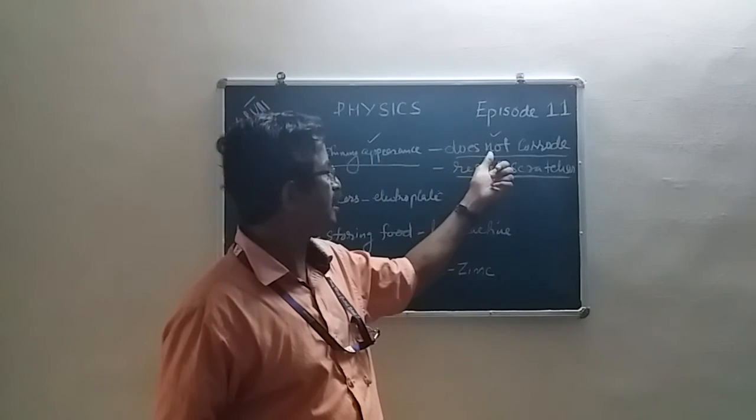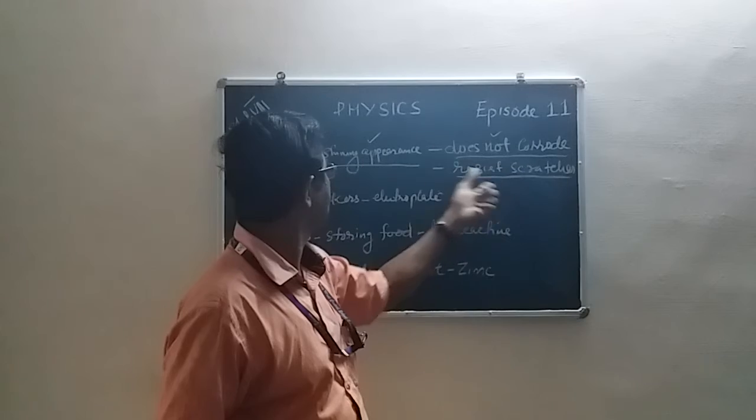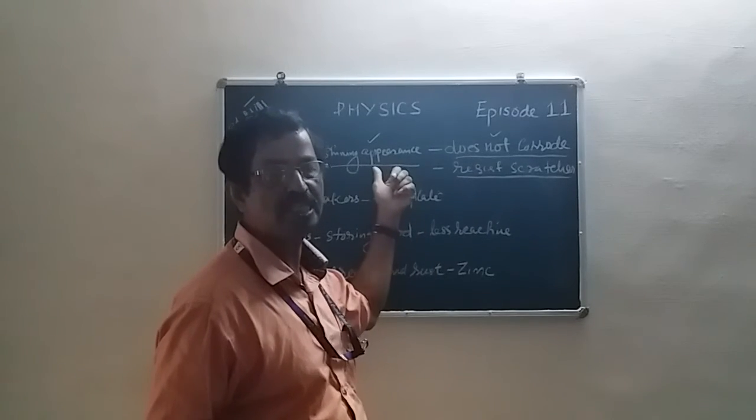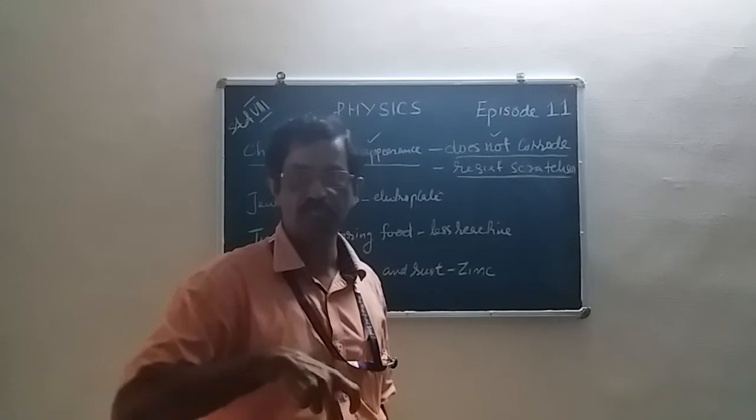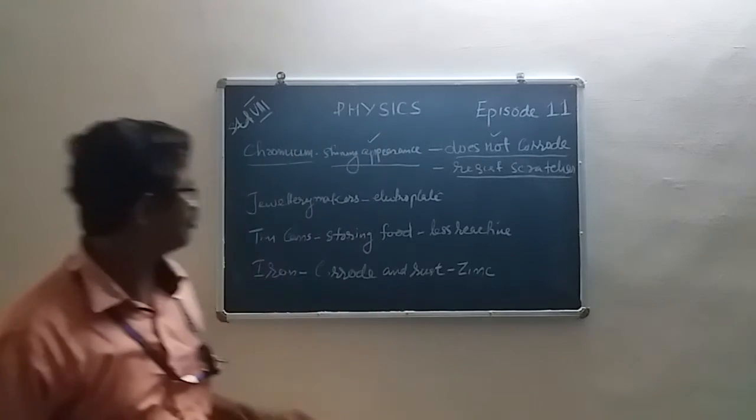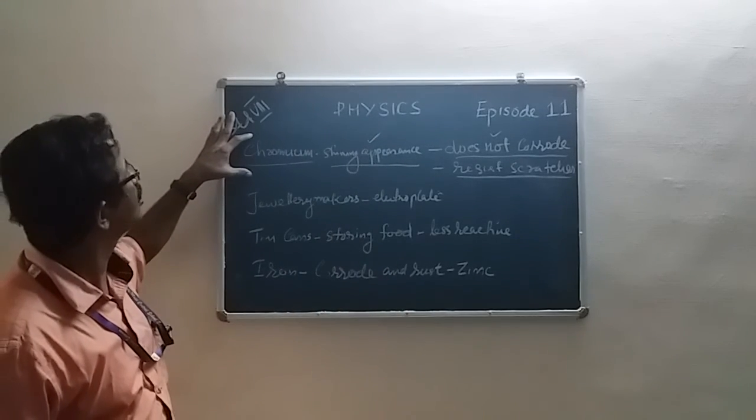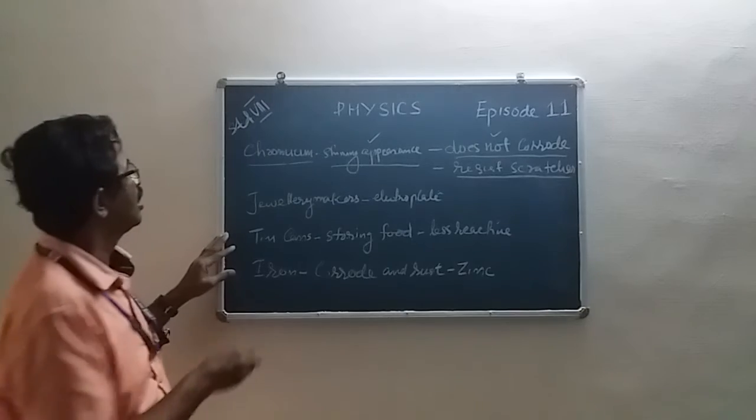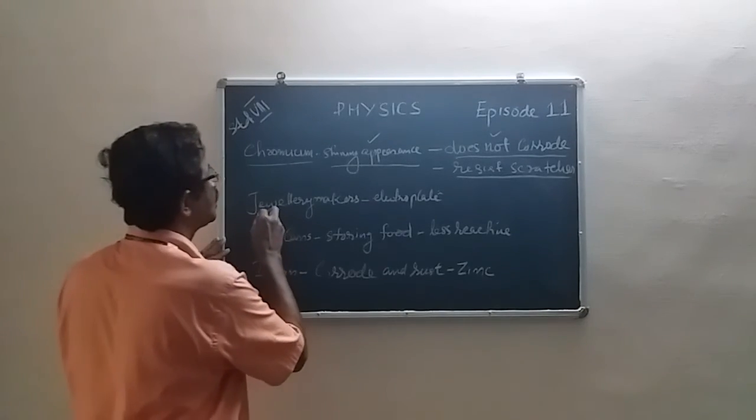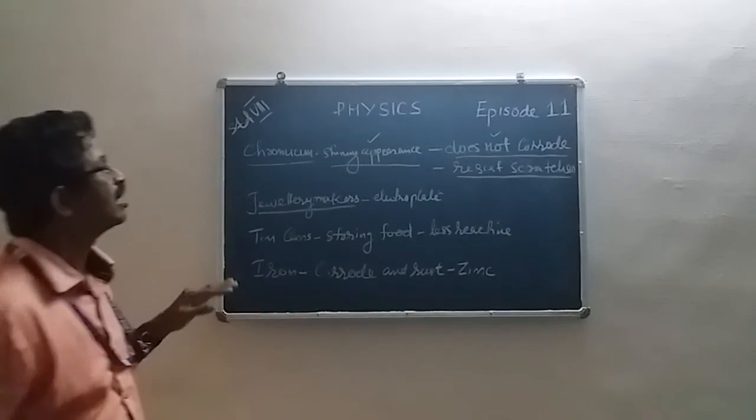That means it does not corrode, resists scratches, gets a shining appearance, and we also get it at less cost. That is the importance of electroplating with chromium. Then another application of electroplating is jewelry makers.